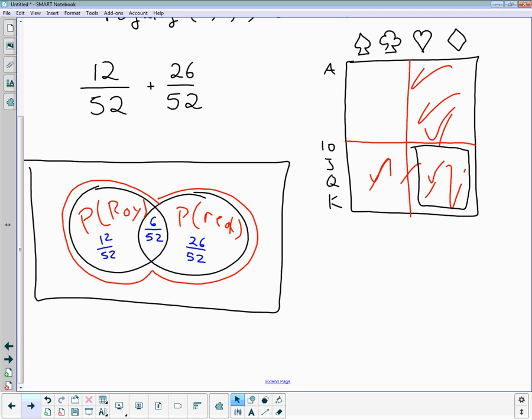Okay, so this inner piece, the intersection, is being counted 2 times, and we need to be cognizant of that. So what we have to do is take that out because we're counting it 2 times, you see? So what we have is 12 out of 52 plus 26 out of 52 minus 6 out of 52.